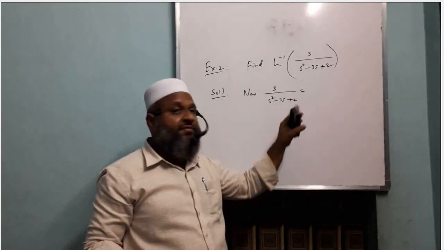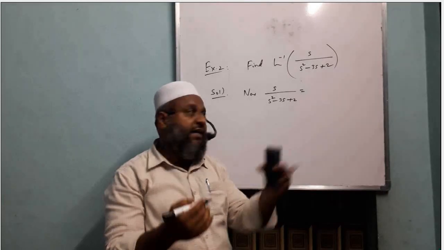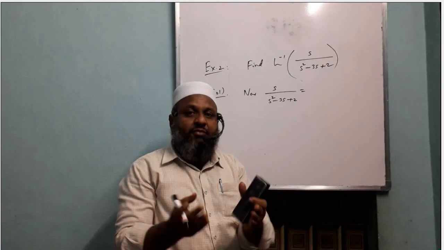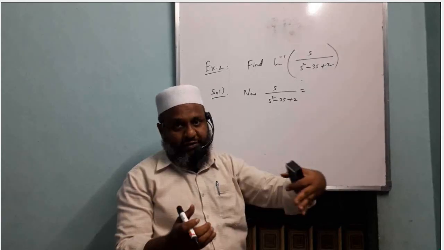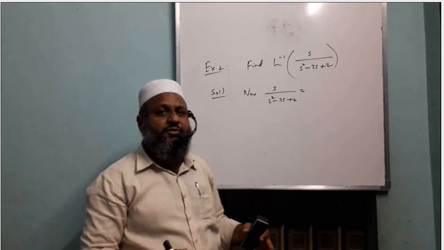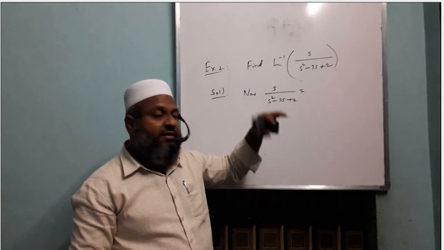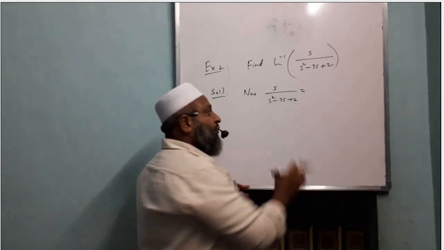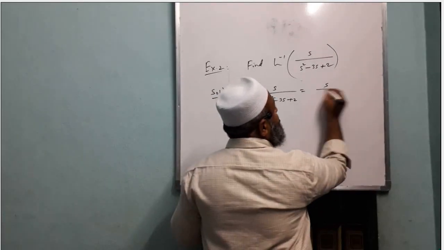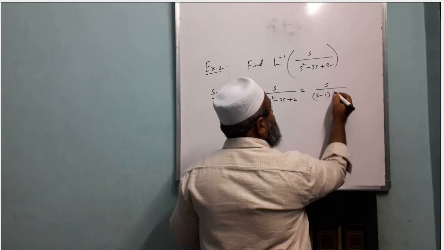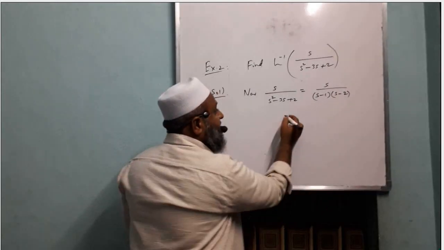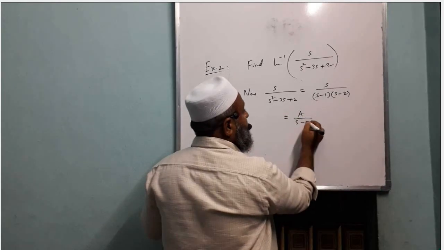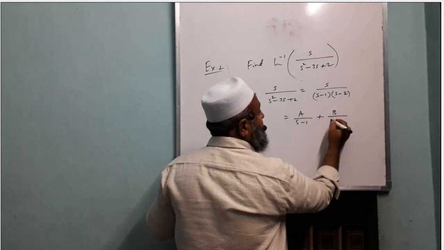So for s by s square minus 3s plus 2, there are two possibilities. This second degree polynomial may be able to split into two first degree factors. Sometimes it is not possible, and then the irreducible factor we will do in the next problem. So here we know that it can very easily be written as s minus 1 into s minus 2. Now we assume that it is a by s minus 1 plus b by s minus 2.